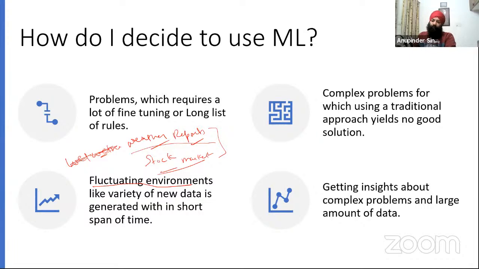So there are a lot of different kinds of applications like this, and you have to decide on this parameter: okay, if new data is generated in a very short period of time, then ML is the right approach for that.